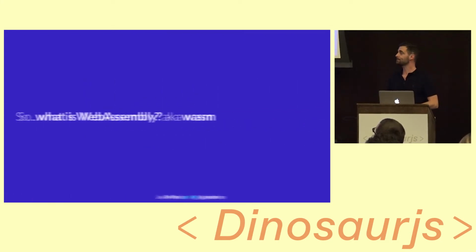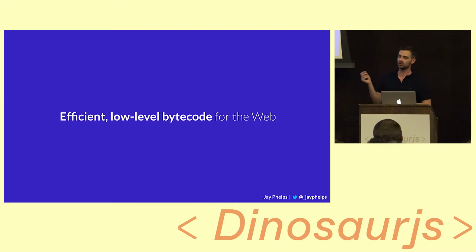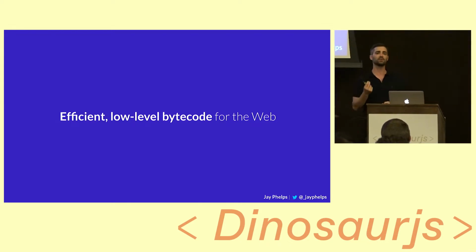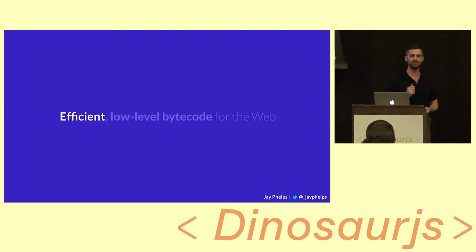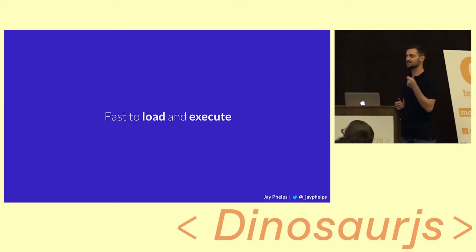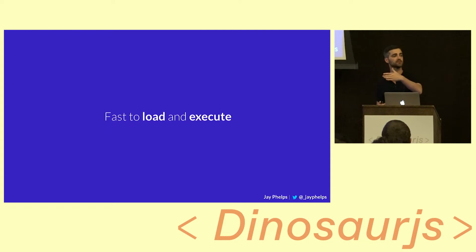So let's get started. What is WebAssembly? It's also known as WASM, which is an abbreviation. The buzzwords, I guess, would be that it's an efficient, low-level bytecode for the web. But let's break this down a little bit. When I say efficient, I mean that it's fast to load and execute. It's fast to load, as in being sent through the internet to your browser, and then fast to actually execute. Once those bits have gotten to your browser and it's been compiled and it's running, it's fast.